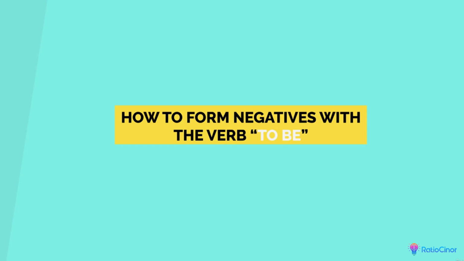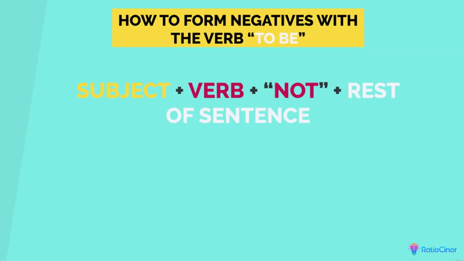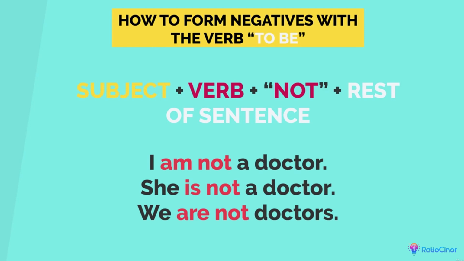How to form negatives with the verb to be. The verb to be takes the same form in positive and negative sentences. The only difference is adding not. Subject plus verb plus not plus rest of sentence. I am not a doctor. She is not a doctor. We are not doctors. A plural subject is usually followed by a plural noun.